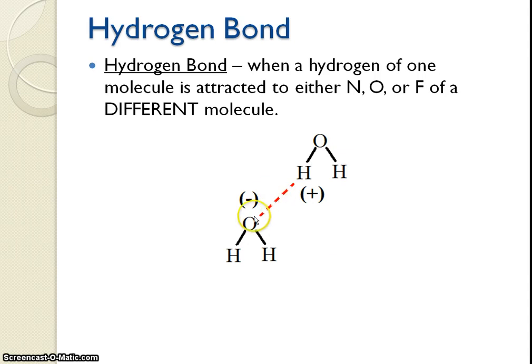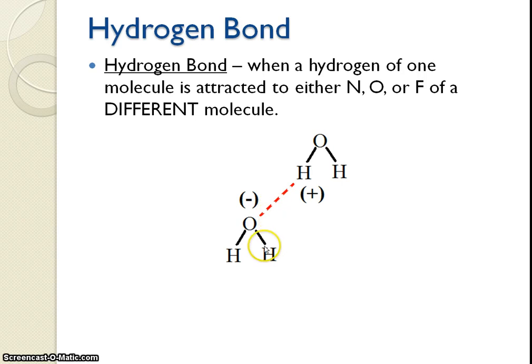For example, if we take water, the oxygen of water has a slight negative charge because water's polar. The hydrogen part has a slight positive charge. So the oxygen of one water is slightly attracted to the hydrogen of a different water molecule. So this red dotted line is the hydrogen attraction, the hydrogen bond.